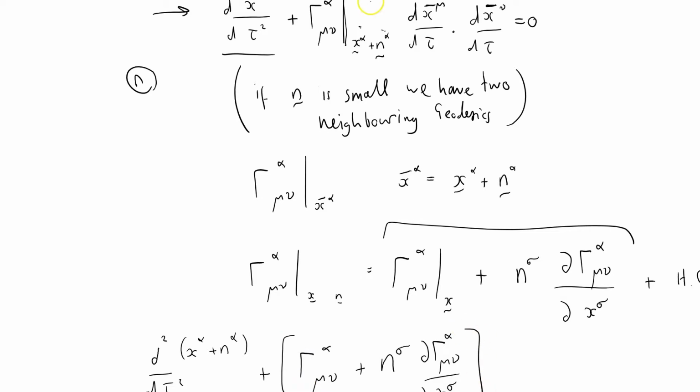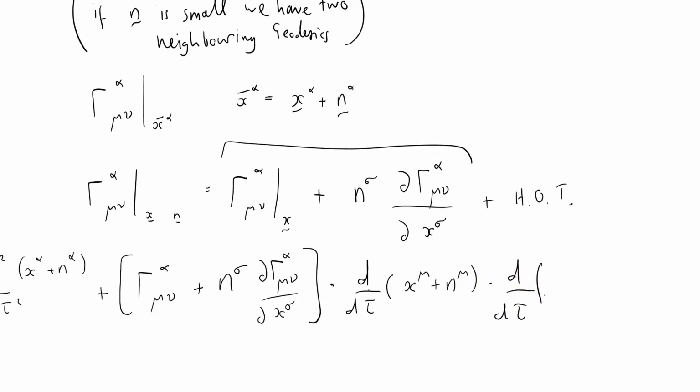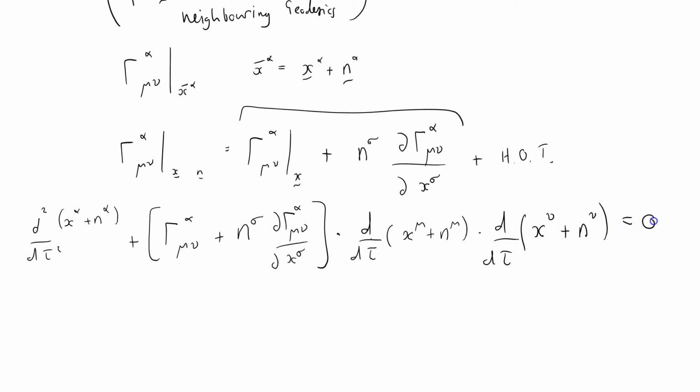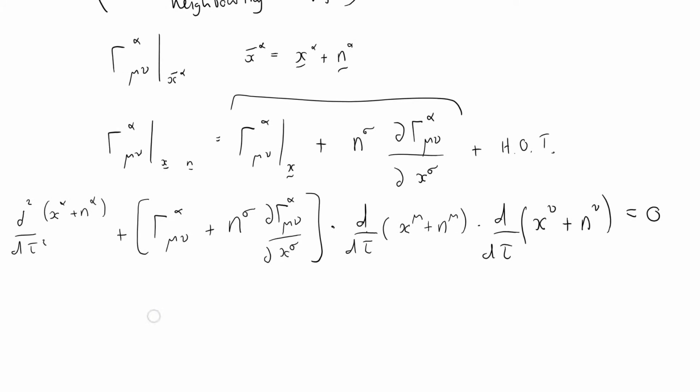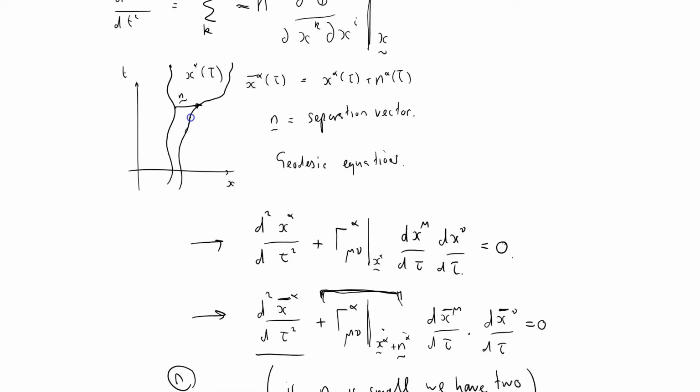That's my Christoffel symbol, times d by d tau of, instead of x bar mu, I'm just going to write x mu plus n mu, times d by d tau of x nu plus n nu. Good grief. What does this equal? It's a geodesic, so it's equal to 0. Okay, so that's the geodesic equation for the second of the two particles. My reference particle's cruising along here, and this one's got a separation n.